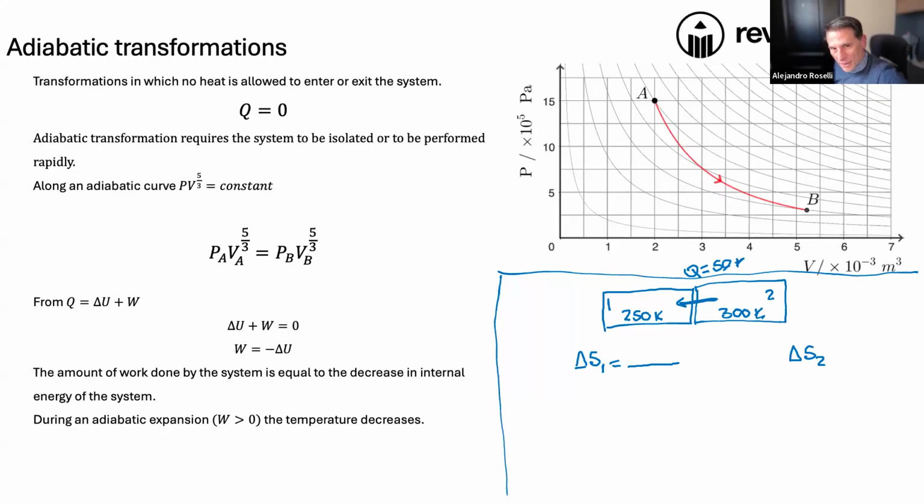You said 50 joules of heat flowing from 2 into 1. So 1 is receiving 50 joules, whereas for 2, the 50 joules are being extracted. So we have a negative. By the way, if you're lost, what we are using is this equation: delta S equals delta Q, the amount of heat flowing in or out, divided by T.